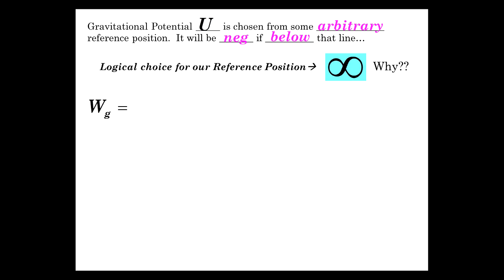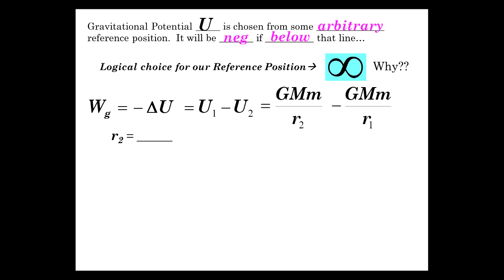We know that work done by gravity is what? Well, it's related to change in potential energy. It's the negative change in potential energy, which is U1 minus U2. Now, we've just on the previous slide defined work done by gravity by integrating the force from r1 to r2. When we do that integral, we stick in the r2 value minus the r1 value, and what emerged from that? This relationship, GMm over r2 minus GMm over r1.